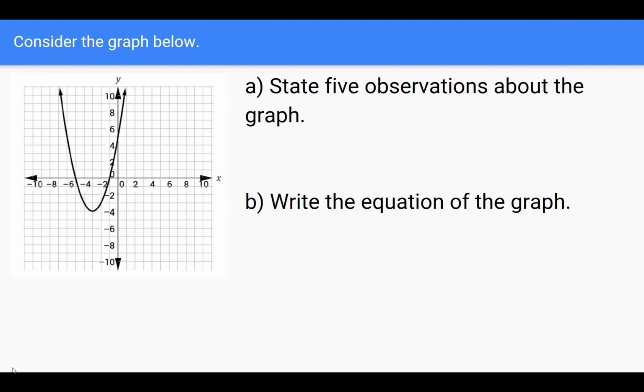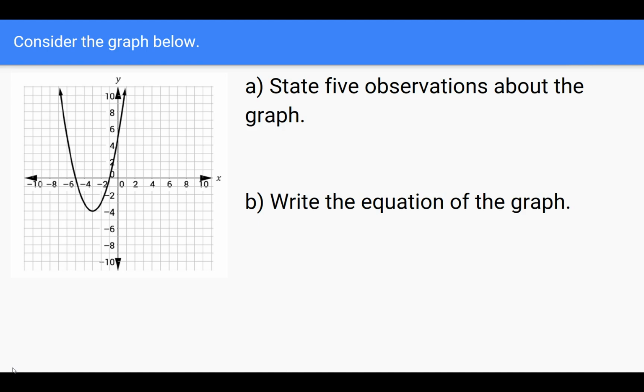Okay, we have a new parabola. Let's just look at it. What are 5 observations you can tell me about this new parabola? Key features about it. Well, part of the graph is going down and the other part's going up, right? So it starts off by decreasing.